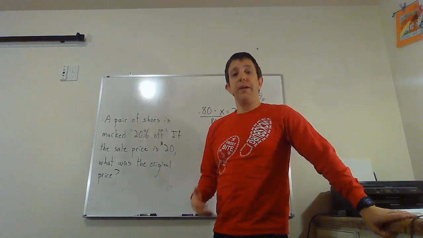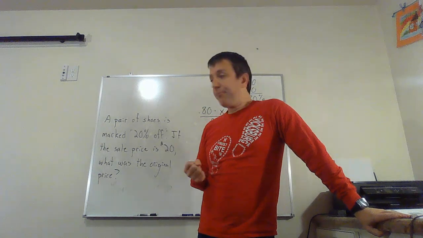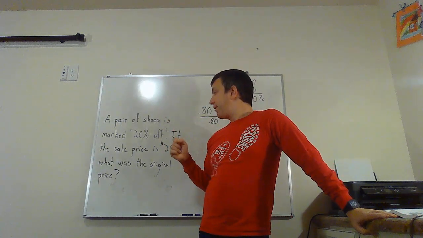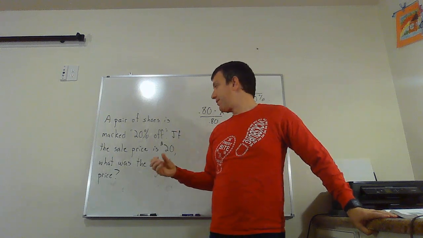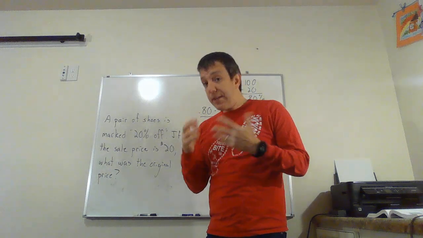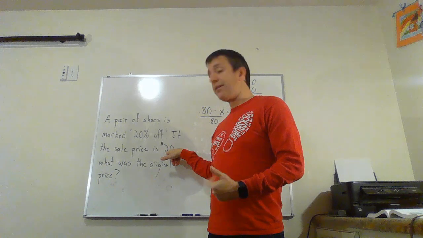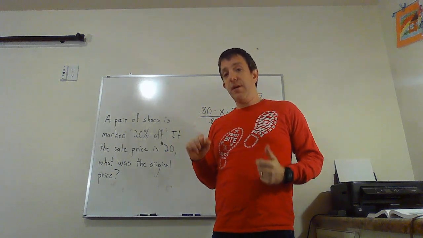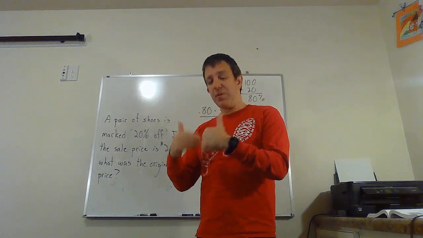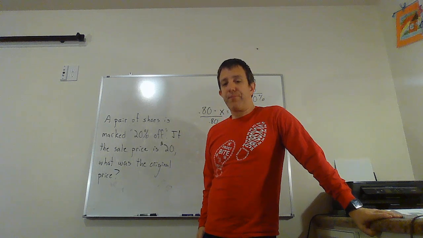Okay, so for our next example, this is one that's a little bit trickier. The problem says a pair of shoes is marked 20% off. If the sale price is $20, what was the original price? So importantly, the discount has already happened here, right? The price has already been dropped to get us to this $20. So we're going to work this one kind of backwards to find the original price.